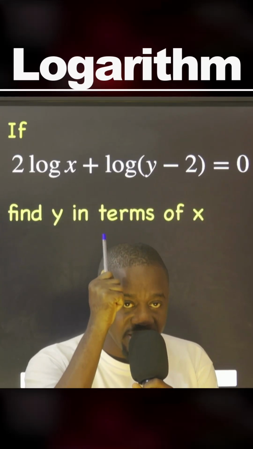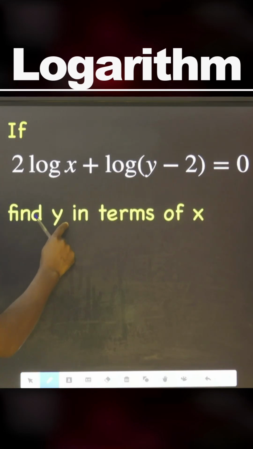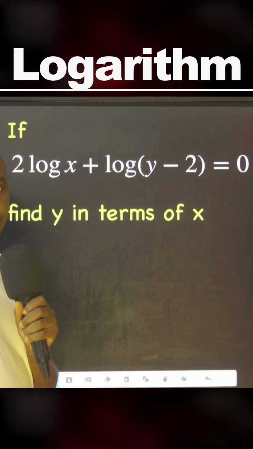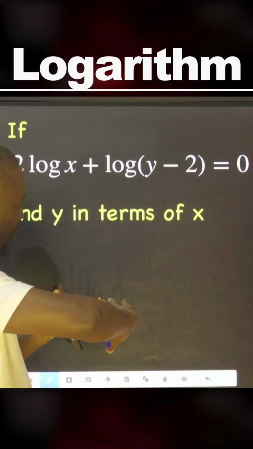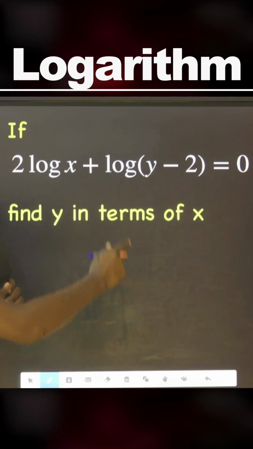Now, let's look at this. It says, if this is equal to 0, find y in terms of x. That is, y should be on one side, while every other thing should be on the other side. Okay? Now, how do we go about this?